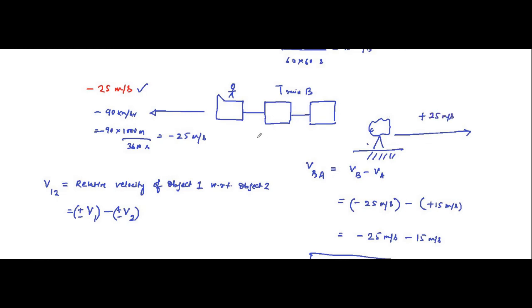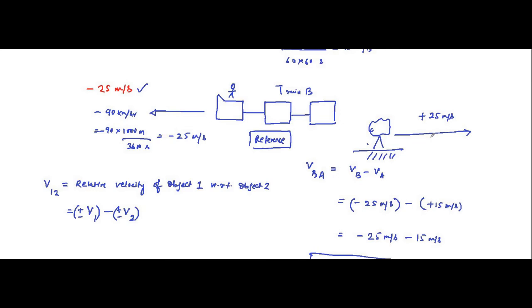So here train B is the reference on which the person is standing. Assuming it to be stationary, it will appear to him or her that the tree which is located on the ground is moving away from him with a velocity of 25 meters per second. Okay, this is the meaning of relative velocity. These are very simple questions, but I am taking time to make you understand the essence of what relative velocity is. So this is the first question which we have discussed.